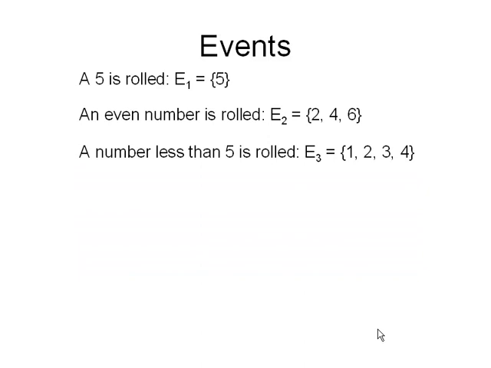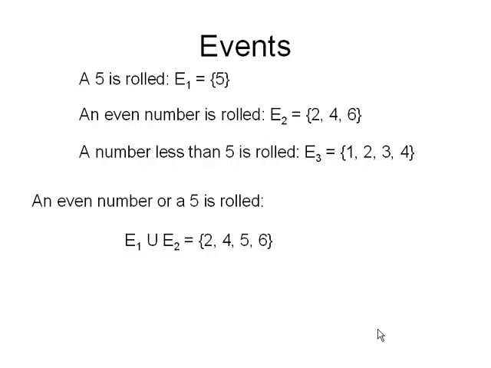So let's go back to those three events, E1, E2, and E3 that I defined before. So let's talk about an event, an even number or a 5 is rolled. Even number was E2 and a 5 was rolled was E1, because when we do the union between those, we're saying that an even number or a 5 is rolled, so that is the union of those two sets, so we get 2, 4, 5, 6.